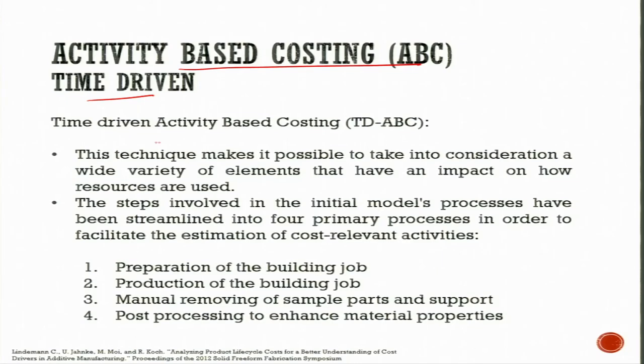So there is a new model known as time-driven ABC. This technique makes it possible to take into consideration a wide variety of elements that have an impact on how resources are used. The steps involved in the initial model's processes have been streamlined into four primary processes in order to facilitate the estimation of the cost-relevant activities. The cost-relevant activities given here are preparation of the build first, then production of the building job, manual removal of the sample parts and support, then post-processing.